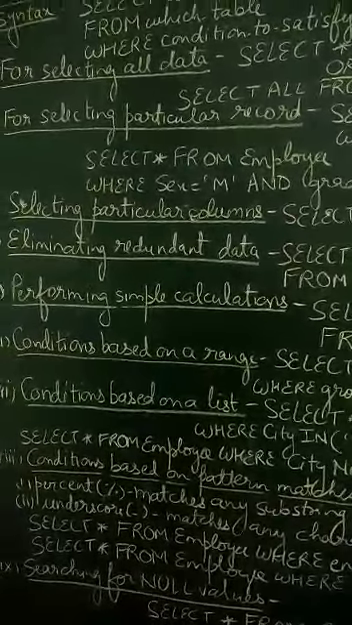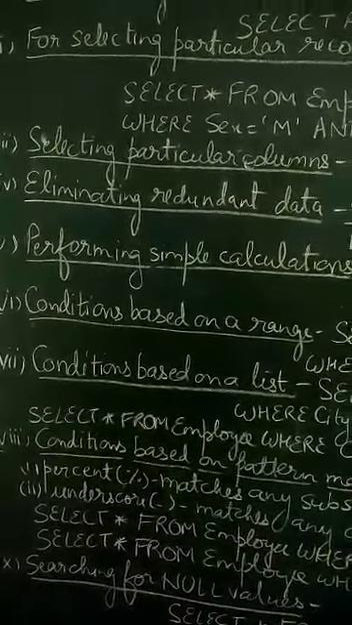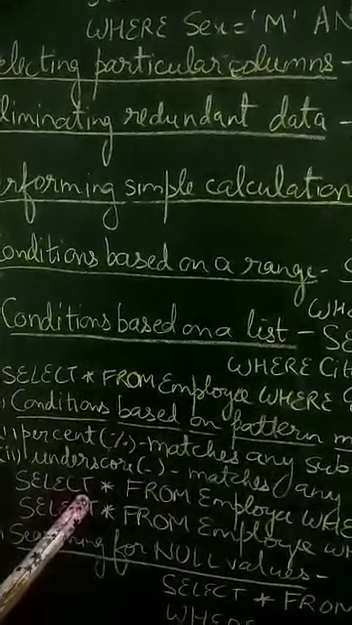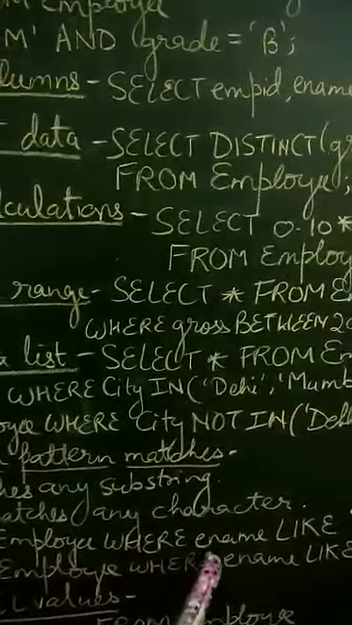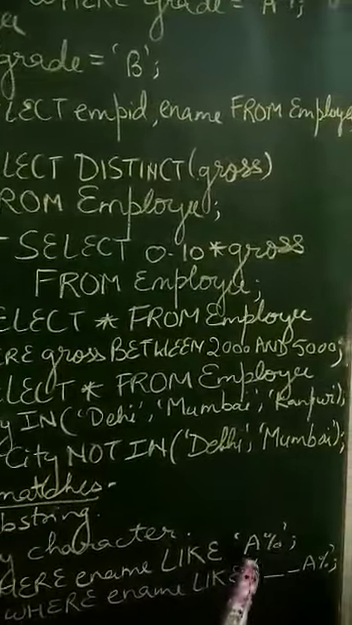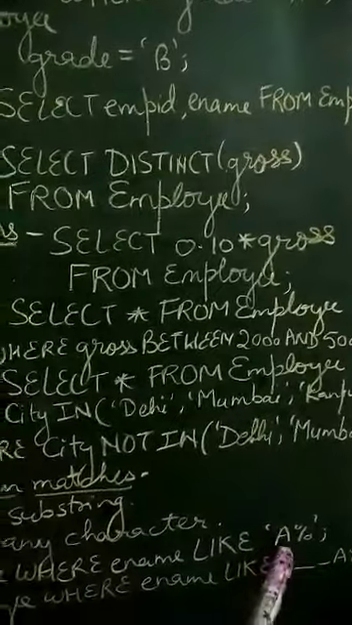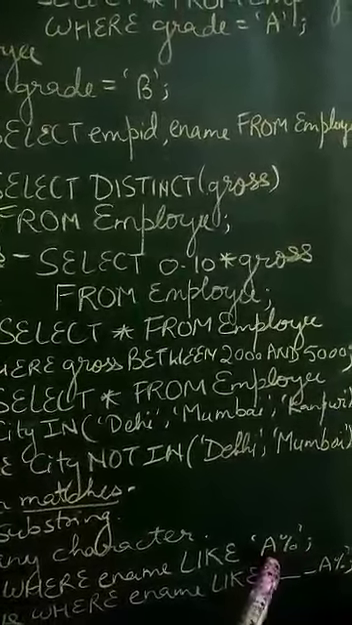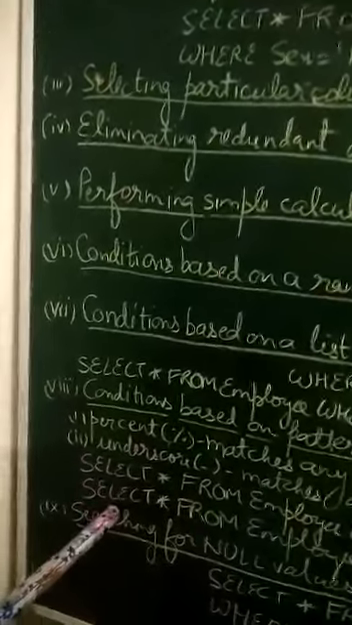Suppose you want to list those employees whose name starts with the alphabet A. Then you can write in this manner: select asterisk from employee where ename like 'A%'. 'A%' will be written in single quotes because it is a pattern and a pattern is just like a string. So we will write it in single quotes. Is that clear?